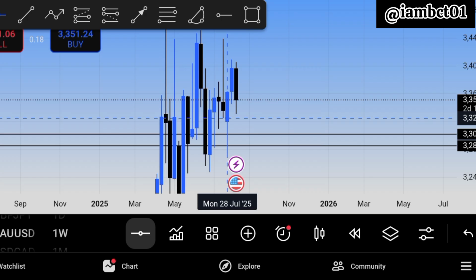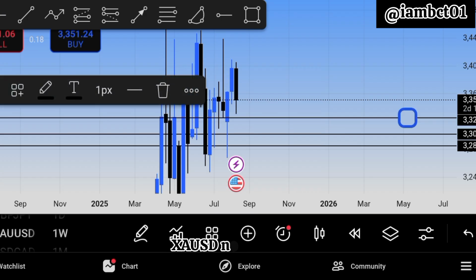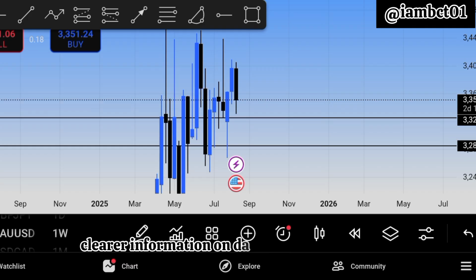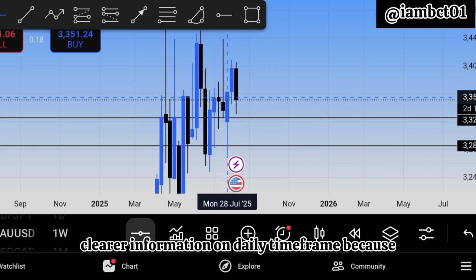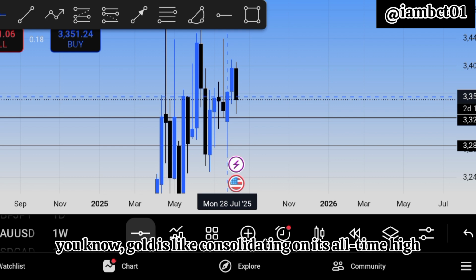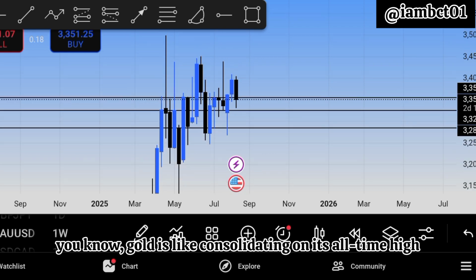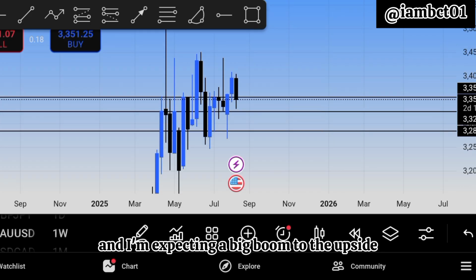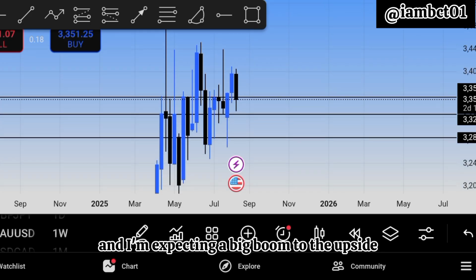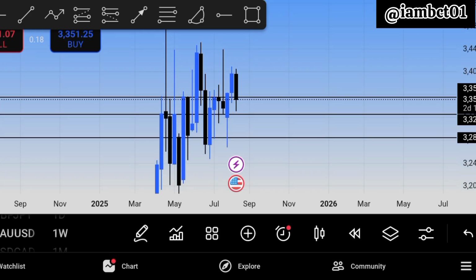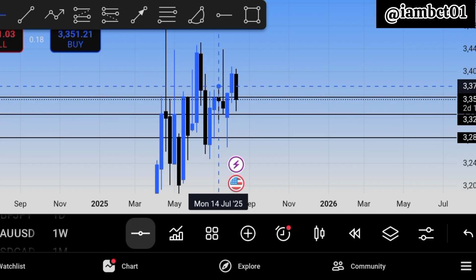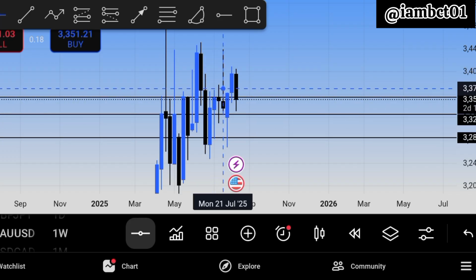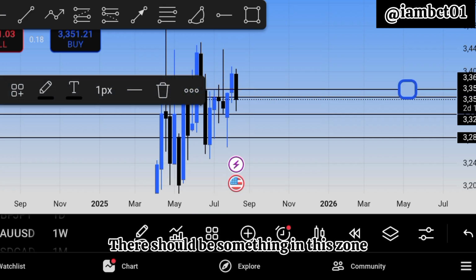Yeah, no. XAUUSD gives us clearer information on the daily time frame, because gold is consolidating at its all-time high, and I'm expecting a big boom to the upside or to the downside after this consolidation. So there should be something like this.